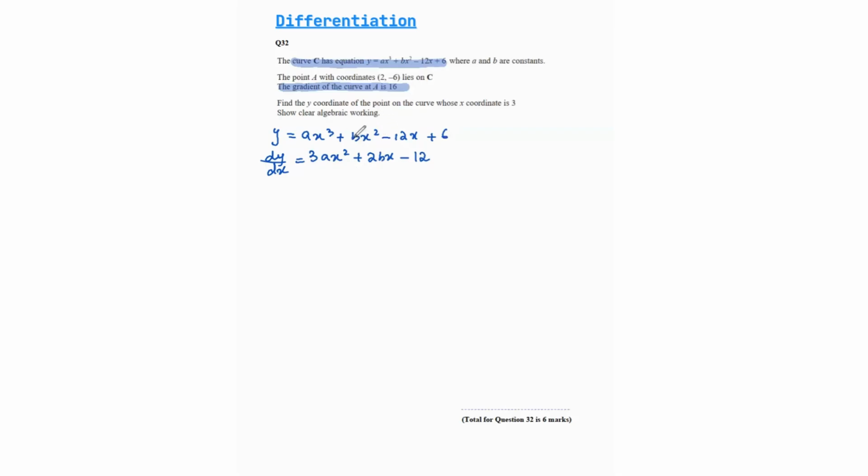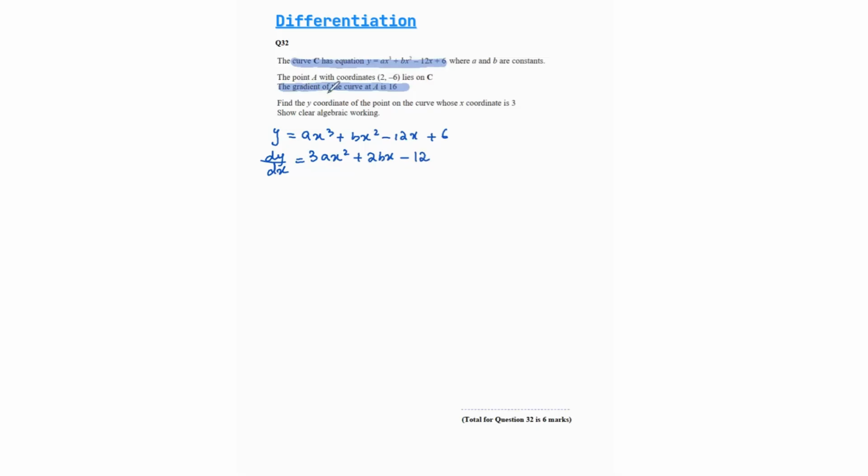Similarly, I brought the 2 down, so it became 2b, and then power of x is 2, so 2 minus 1 is 1. Same thing over here, power of x is 1, so 1 times 12 is 12, and 1 minus 1 is 0. Anything to the power of 0 is 1, so the x disappears. And for a constant, the derivative will always be 0. So that's why we don't write anything for 6.